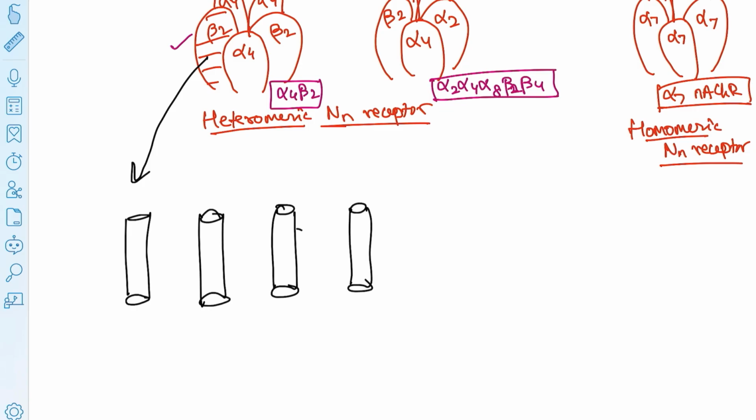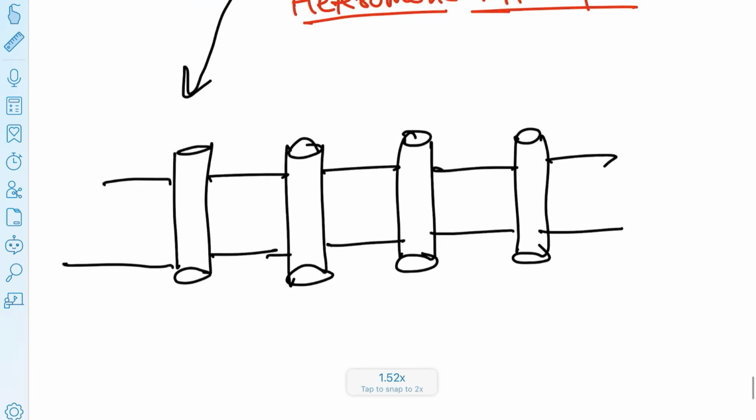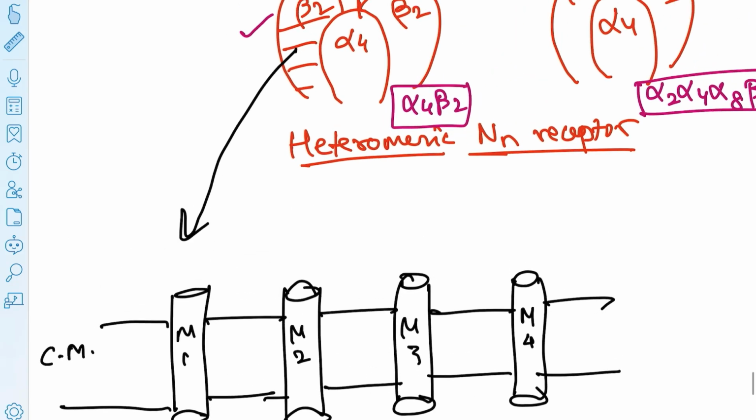Okay, so suppose this is the basic structure, and this is the cell membrane, right? This is the cell membrane, and it has 4 different transmembrane domains. Okay, they are named as M1, M2, M3, and M4. Now it has a long N terminal domain.